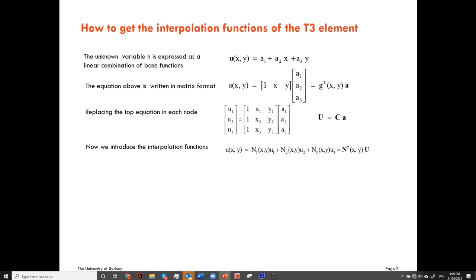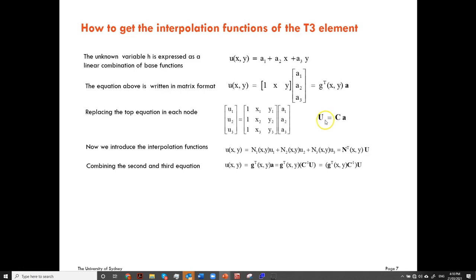So now we have introduced the interpolation functions that we wanted to obtain. They are given by these combinations that can also be written in a vectorial format. This is a row vector with the interpolation functions, and this is the U column matrix. So we are going to combine the second and the third equations. We combine this equation with this one.